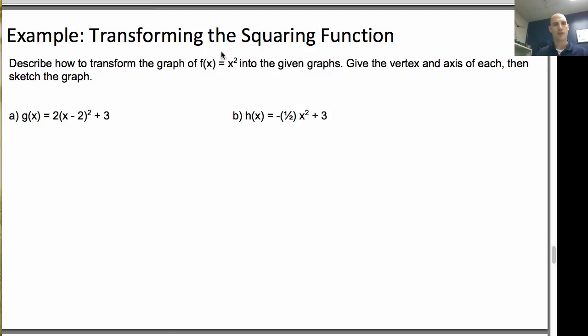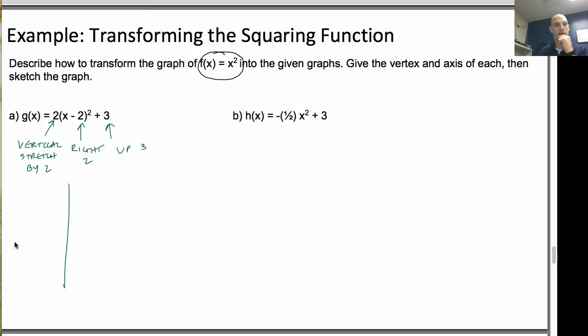Describe how to transform the graph of f of x equals x squared, that's our parent function, into the given graphs, give the vertex and axis of each, then sketch the graph. Okay, so a couple of things happen here. I've got three things that happen. This 2 out front, got to remember what that does. It's a vertical stretch by 2. When it's inside the parentheses and it's minus, it means right 2. And if it's plus 3 on the outside, that means up 3.